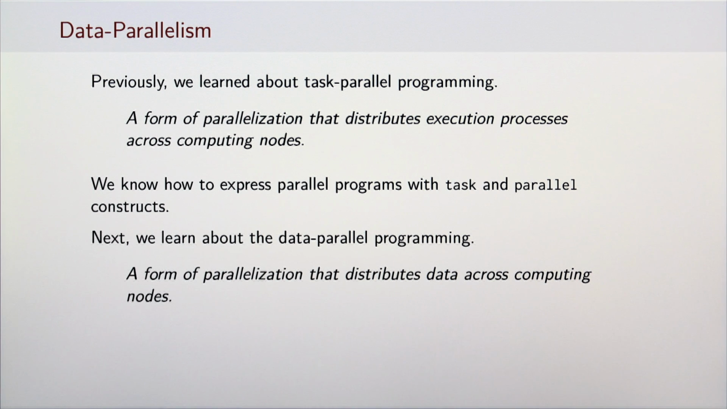Data parallelism takes a different approach. The computation details are expressed once, but the same computation is expected to execute in parallel on different parts of the data. So, the contrasting definition that we can use for data parallelism is a form of parallelization that distributes data across computing nodes. Let's see some examples to make things more concrete.